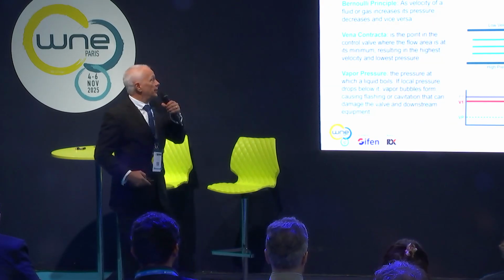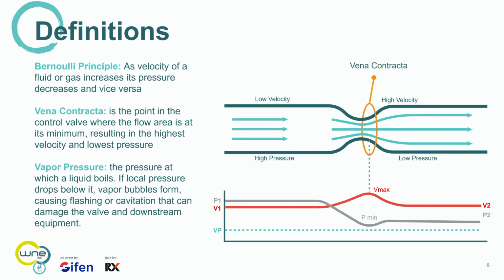First off, we have a couple of definitions. You have the Bernoulli principle that basically says as velocity increases, pressure decreases, right? In any valve, you have the vena contracta. The vena contracta is the place where the orifice is the smallest, so you have the highest velocity and the lowest pressure. These are all very important.